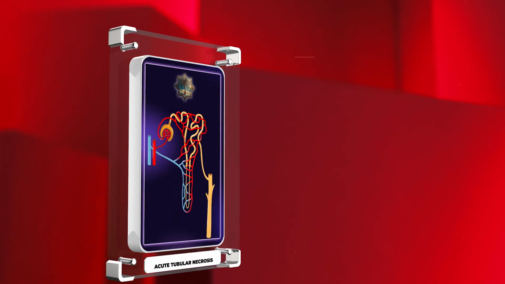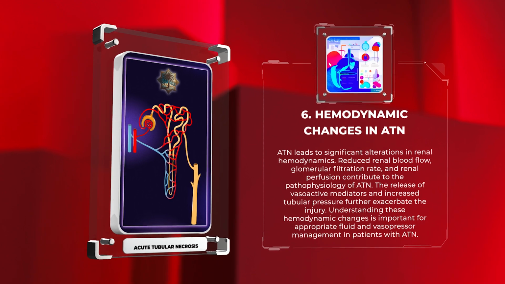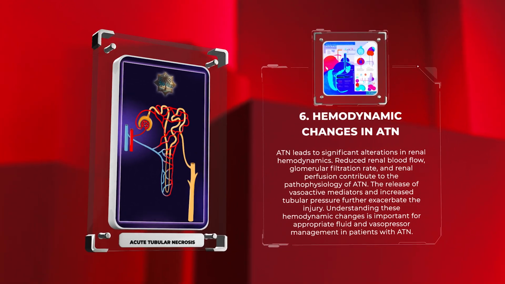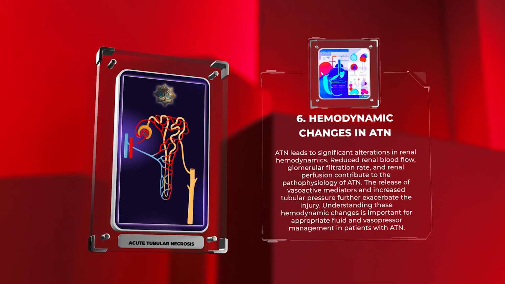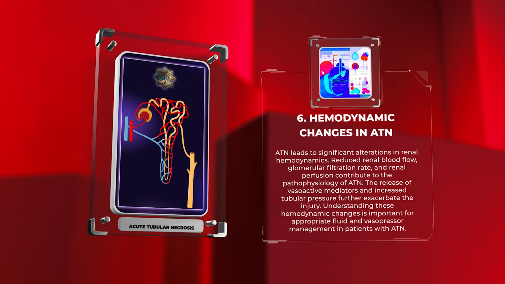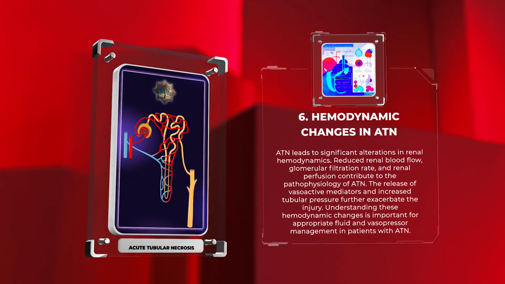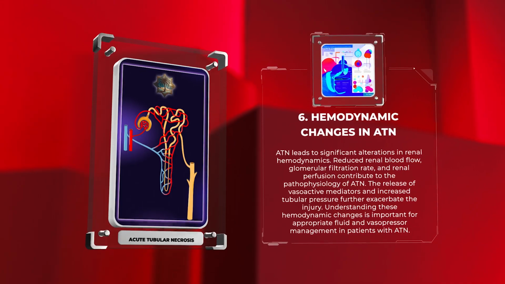ATN leads to significant alterations in renal hemodynamics. Reduced renal blood flow, glomerular filtration rate, and renal perfusion contribute to the pathophysiology of ATN. The release of vasoactive mediators and increased tubular pressure further exacerbate the injury. Understanding these hemodynamic changes is important for appropriate fluid and vasopressor management in patients with ATN.